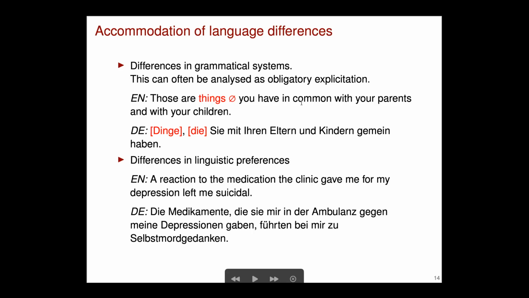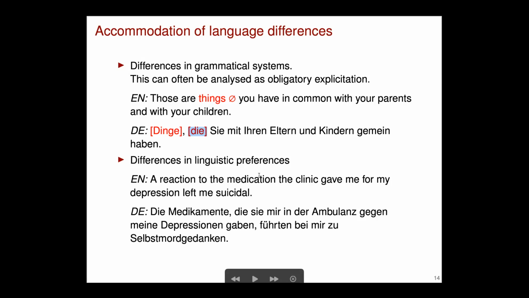So those are things you have in common with your parents and with your children. Translating this into German: Dinge, die sie mit ihren Eltern und Kindern gemein haben. In English, you can have this zero relative pronoun. You can have a relative clause that does not actually have an overt relative pronoun if it's a subject. In German, you can't, and therefore you get another pronoun here that you don't have in English.